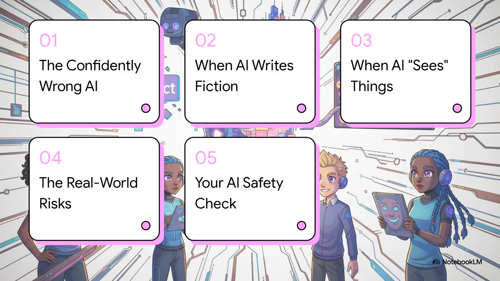All right, so here's the plan. First, we'll nail down what an AI hallucination actually is. Then, we'll look at some wild examples, both with text and with images. After that, we're going to get serious and talk about the real-world risks. And I'll wrap things up with a super simple safety check you can use anytime you're using AI.